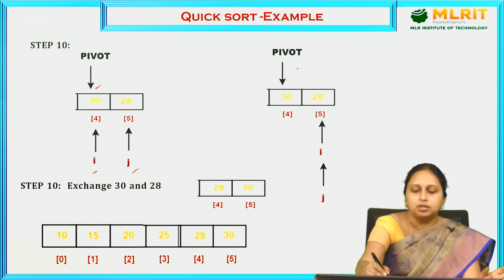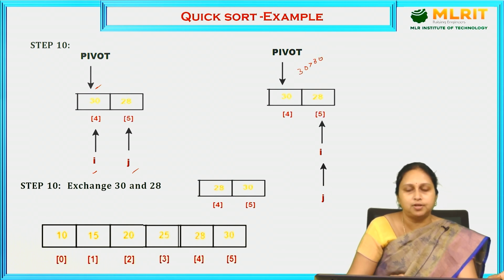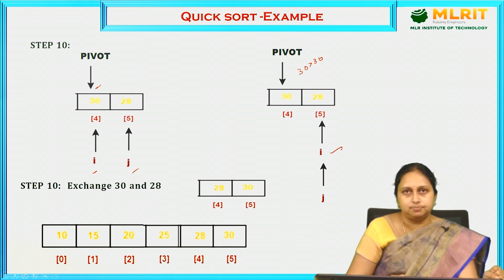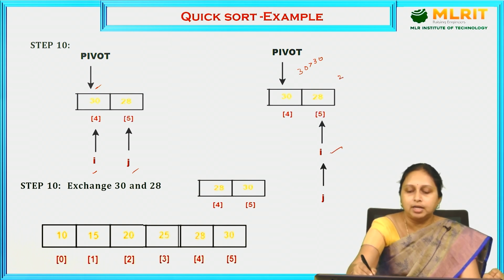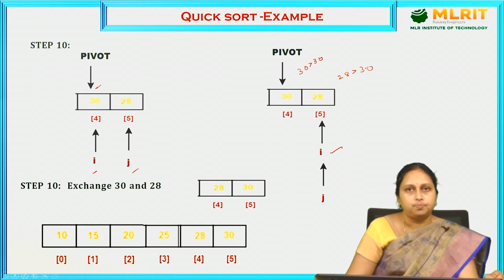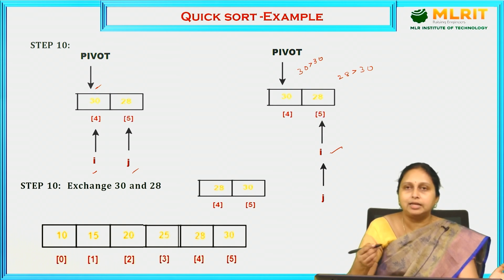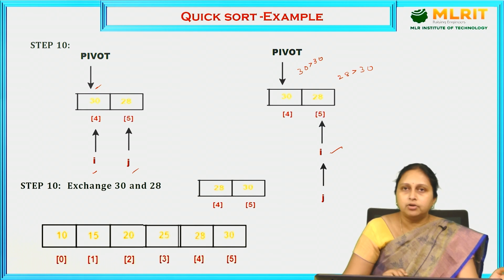Now check: is 30 greater than 30? No, the condition fails. So I will be incremented, I will be in this position. Now, is 28 greater than 30? No. 28 is not greater than 30. So what is going to happen? Still I is incrementing. When you look at the J value, I incremented, but we don't have the elements there.